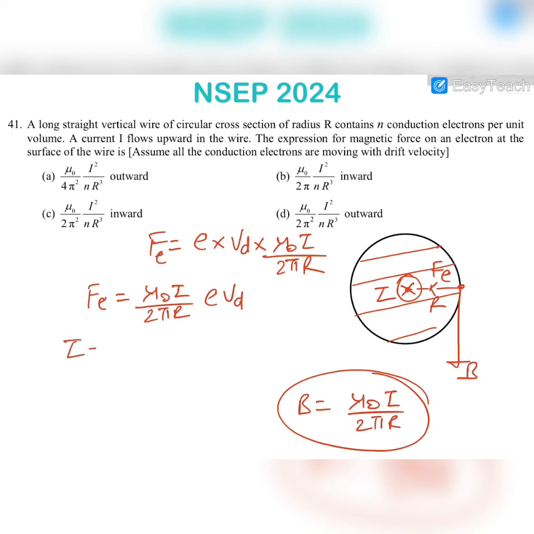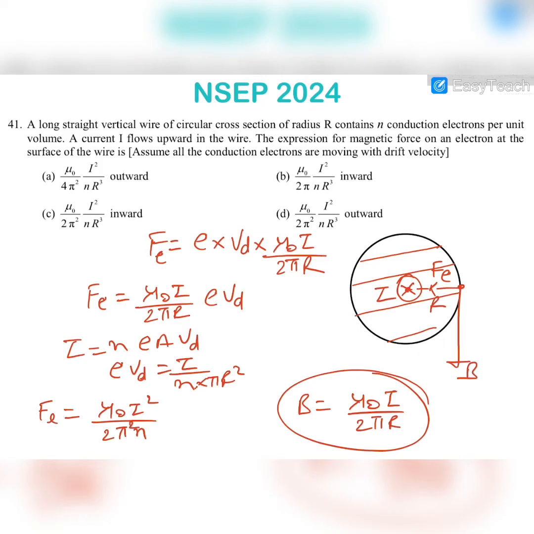Now we know that I is equal to n e A Vd. So e Vd is equal to I upon n into A, which is pi r square. So we can substitute this value. So it would be mu naught I square divided by 2 pi n, and this is pi square r cube. And this would be acting in the inward direction. So the correct answer will be C. Now let us move on to the next question.